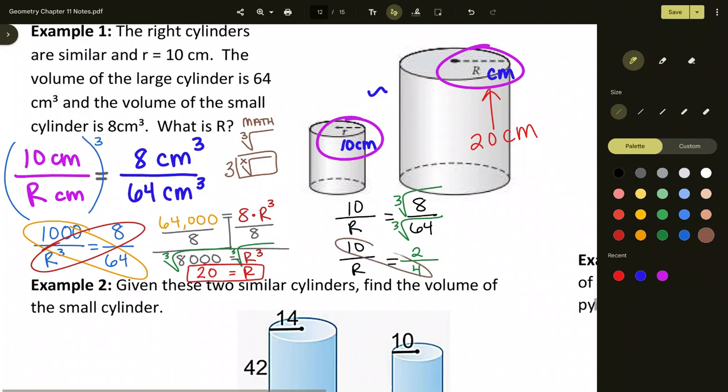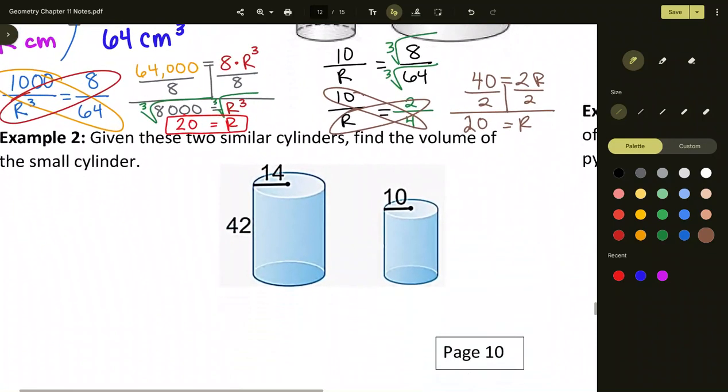My multiplying here is going to be a lot easier. 10 times 4 is 40. 2 times r is 2r. Little mini t-chart, divide by 2. And my radius still comes out to be a measurement of 20 centimeters. So it just depends on when you want to do your cube root and if the numbers come out nice. This one, they happen to come out really nice.